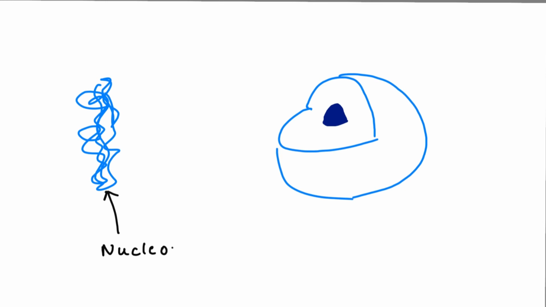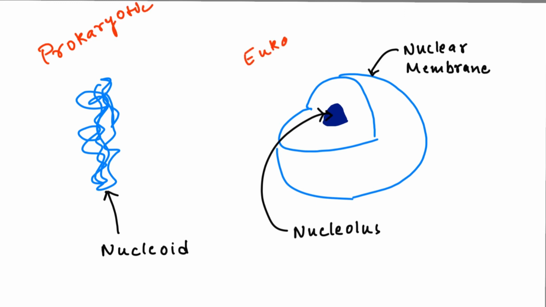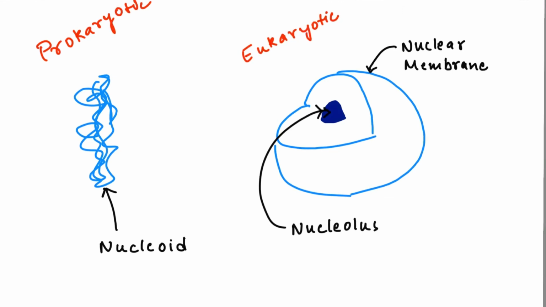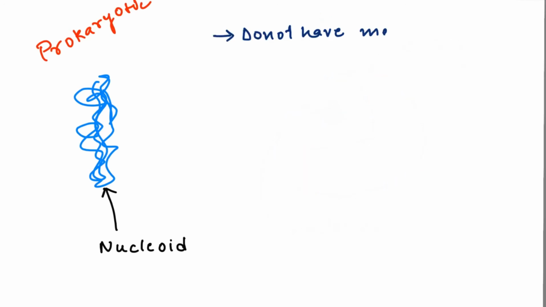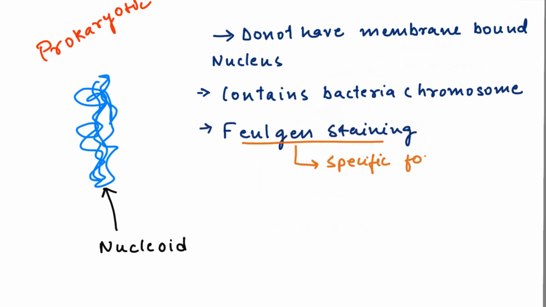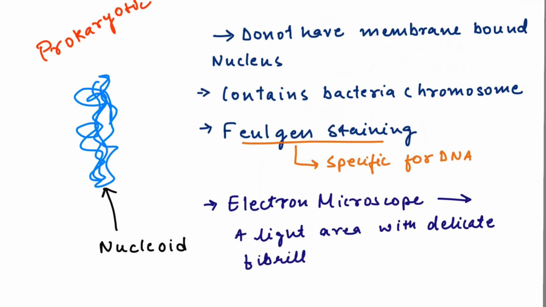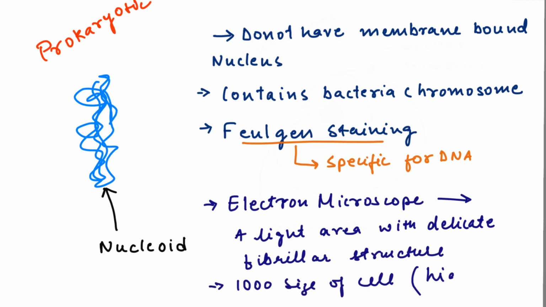Nuclear material. Prokaryotic organisms have a nucleoid as nuclear material, and eukaryotes have a nucleolus plus nuclear membrane as their nuclear material. Prokaryotic nuclear material does not have a membrane-bound nucleus. It contains the bacterial chromosome. The nucleoid can be seen in a light microscope by Feulgen staining, which is specific for DNA. The nuclear material is very long.